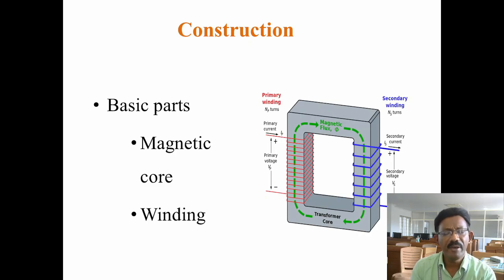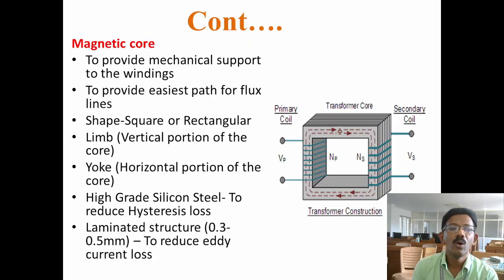The very important basic parts of a transformer are the magnetic core as well as the winding. Core is nothing but the frame. You can see it in the image. It is used to provide mechanical support to the windings used in the transformer. Also, it has to provide an easy path for flux lines. Normally, the core is square or rectangular in shape.